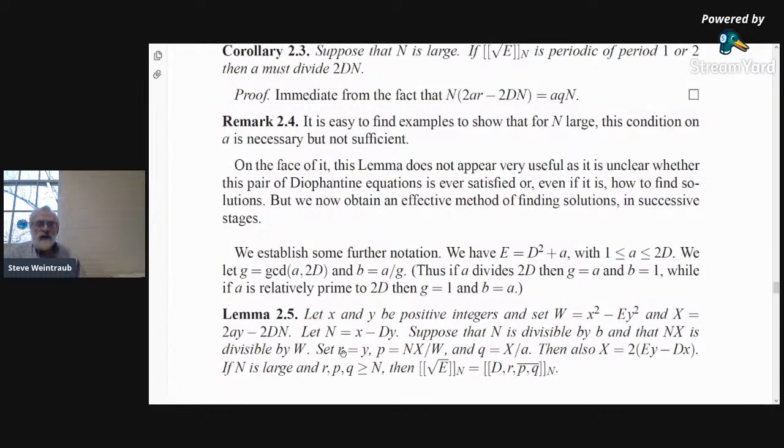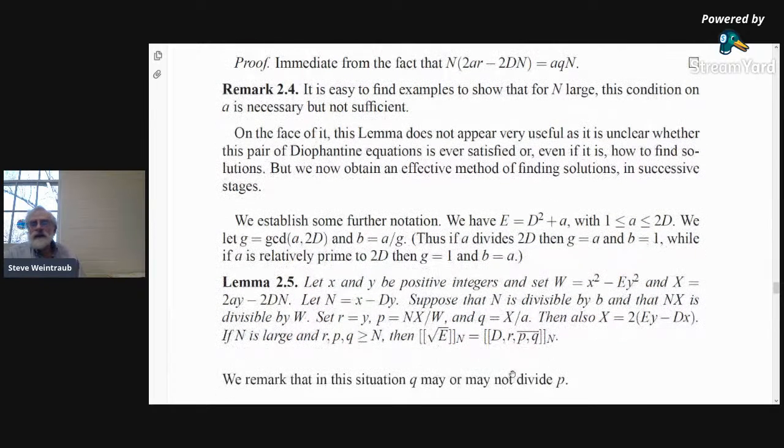In that case, we let r be equal to y, that's an integer. P be capital NX over capital W, that's an integer because of this divisibility condition. Q be capital X over A, that turns out to be an integer. In fact, it turns out to be this integer 2 times EY minus DX. Then if N is large, and these are large, then the square root of E sub N is periodic with period 2 with these coefficients, with this value of N, X minus capital D times Y, and with these values of R, P, and Q.